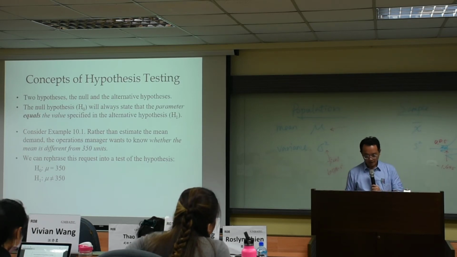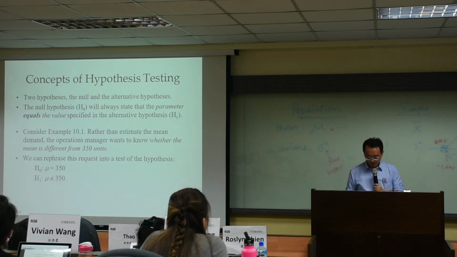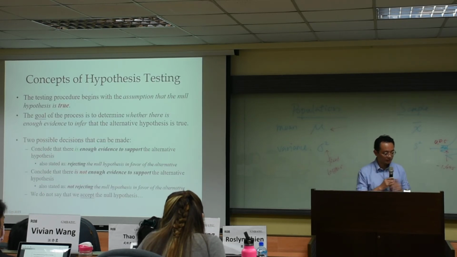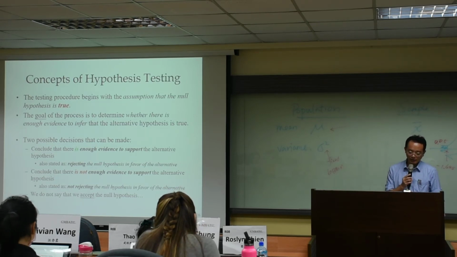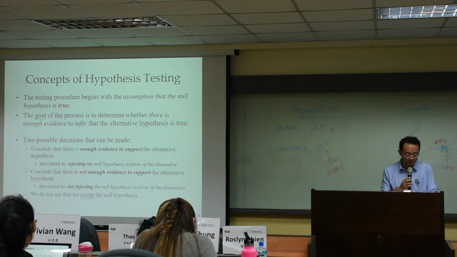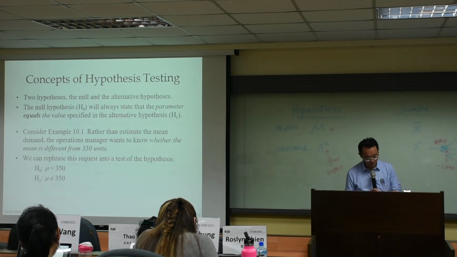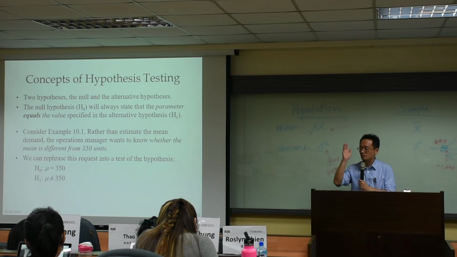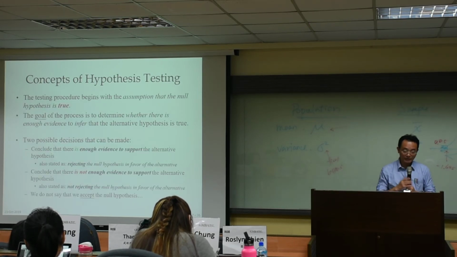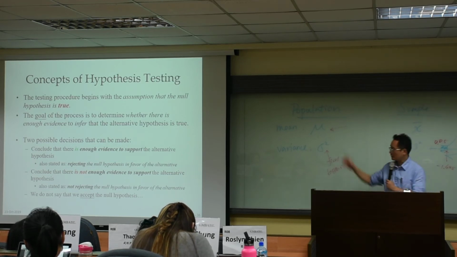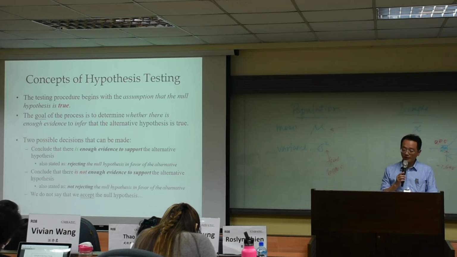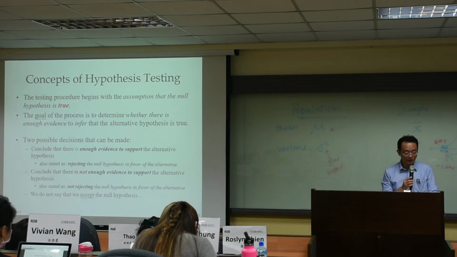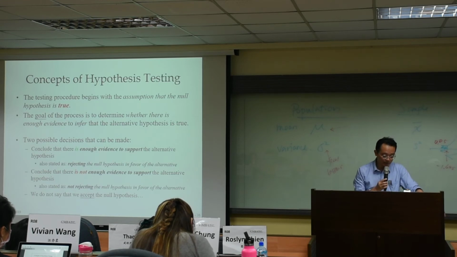H0 and H1, two hypotheses. What's the next step? It is to start with the null hypothesis. The testing procedure begins with the assumption that the null hypothesis is true. So we assume that mu equals 350 is true, and then we collect data and calculate all these things we just discussed. The goal of the process is to determine whether there is enough evidence to infer that the alternative hypothesis is true.